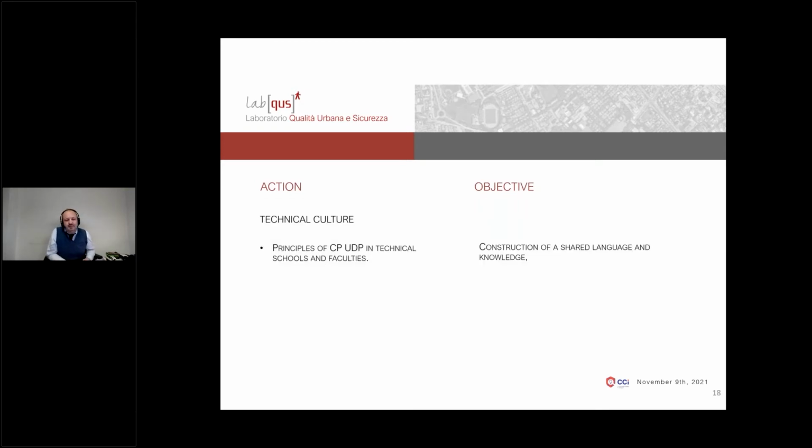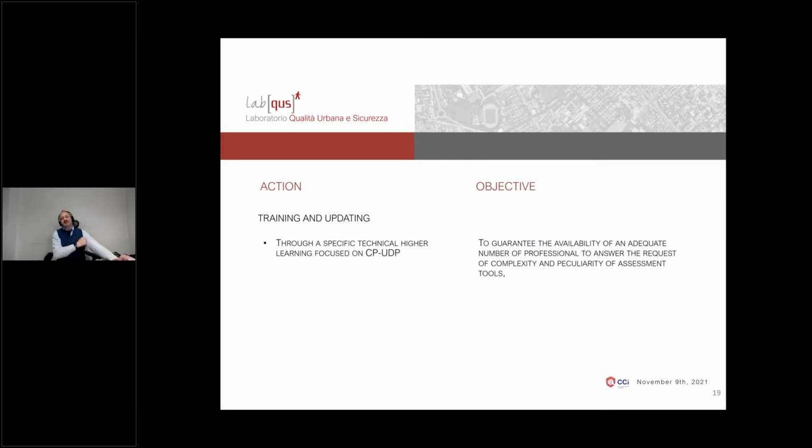Second, it's fundamental to develop a specific technical culture. Nowadays, the principles of CP-UDP are not a subject of any architecture faculty or planning faculty in Europe. And that's really a shame, and it's the main problem of our discipline. The third one, training and updating. Of course, there should be a higher learning level, in order to have CP-UDP specialists able to support designers and planners.